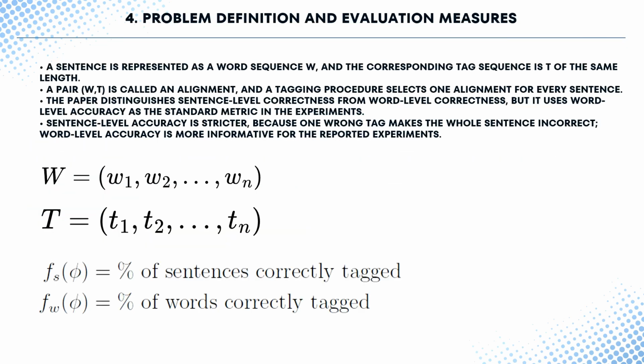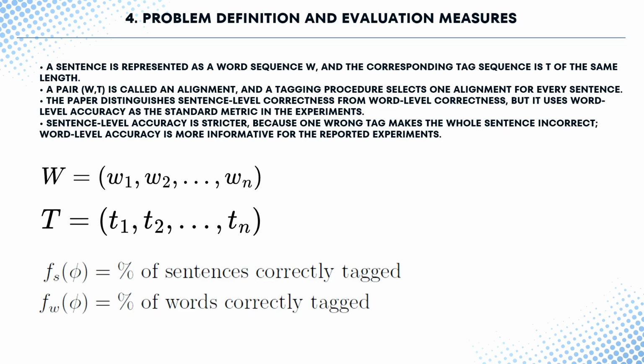Now, if we talk about defining the problem, let's go step by step. First, a sentence is represented as a capital W, which represents a sequence of words, and we have a tag sequence represented by capital T, which is of the same length as capital W. And this pair W comma T is called an alignment. And now a tagging procedure selects one alignment for each sentence.